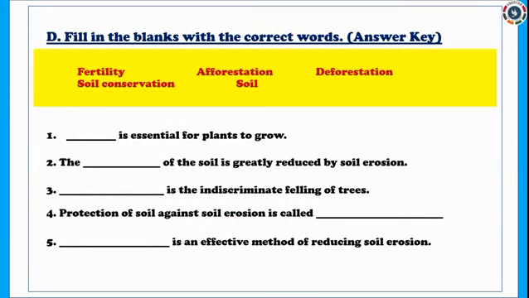Answer key for exercise D. Soil is essential for plants to grow. The fertility of the soil is greatly reduced by soil erosion. Deforestation is the indiscriminate felling of trees. Protection of soil against soil erosion is called soil conservation. Afforestation is an effective method of reducing soil erosion.